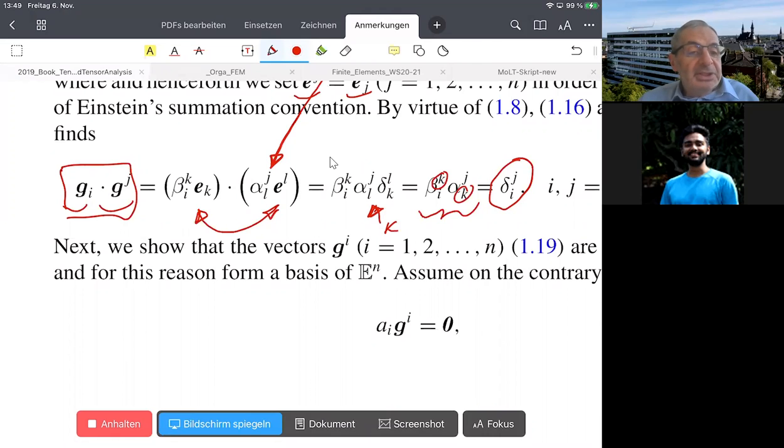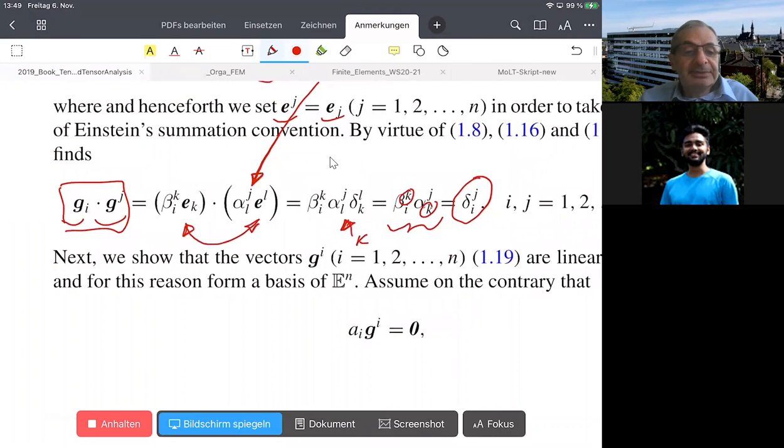Can you please explain the GI, GJ part again? What does it mean, the GI, GJ part again? I don't understand. What exactly should I explain?